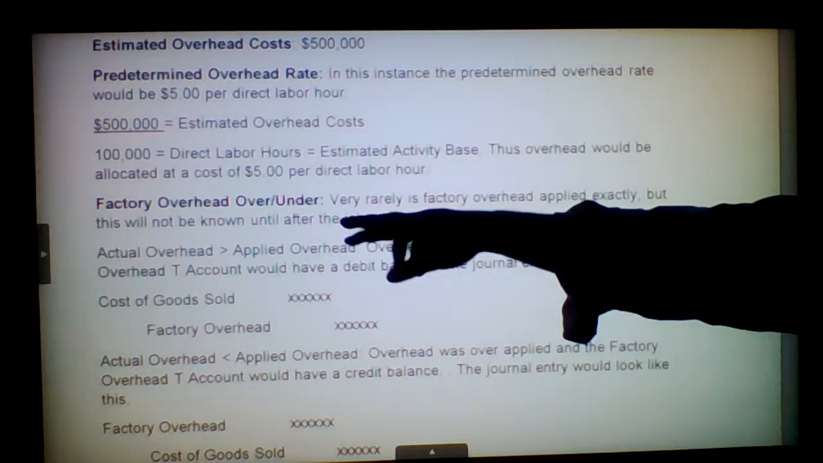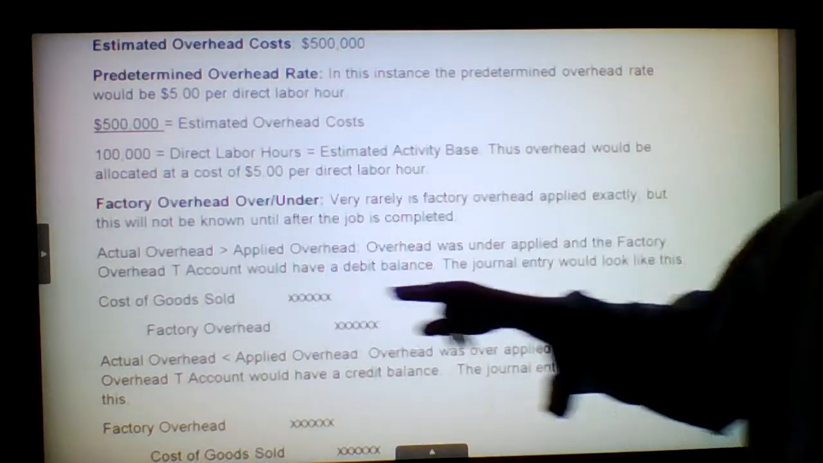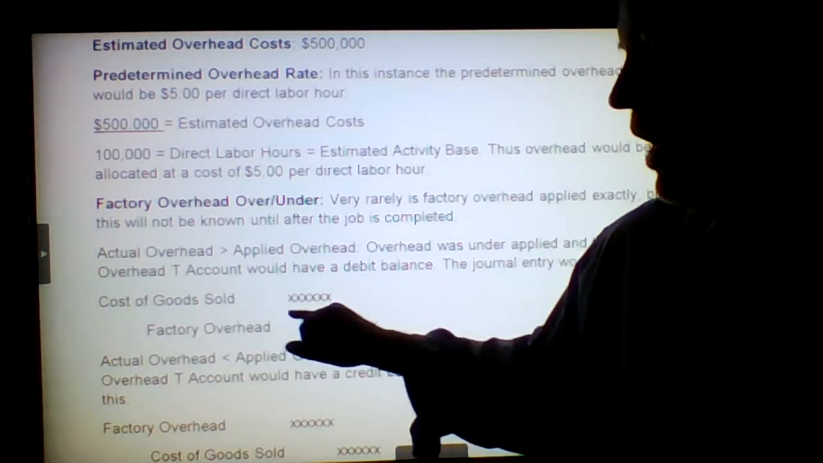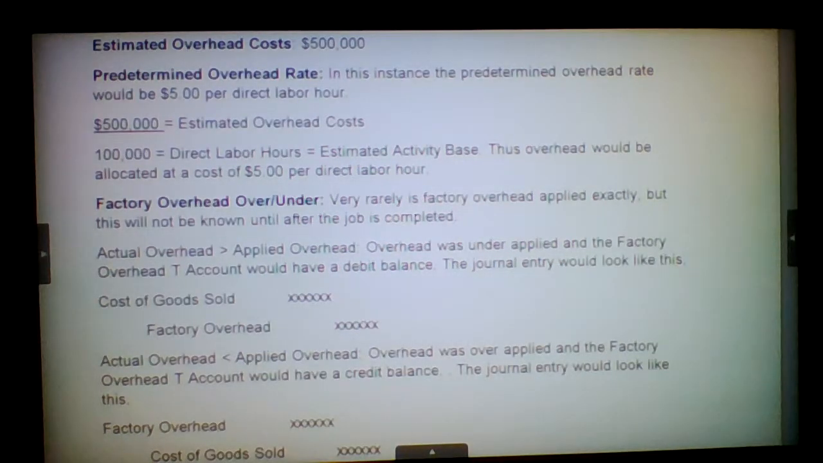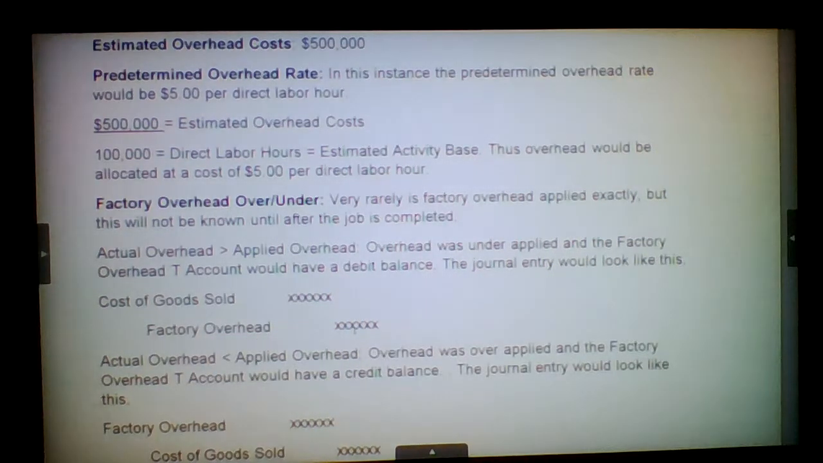So if actual overhead is greater than the applied overhead, that means that overhead was underapplied and the factory overhead T account would have a debit balance. The journal entry would look like this. You would have a debit to cost of goods sold, which means that cost of goods sold would increase. And then your factory overhead would have a credit, which would reduce the debit balance of the factory overhead account.